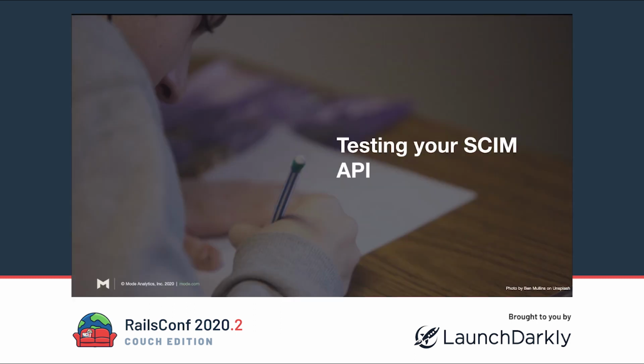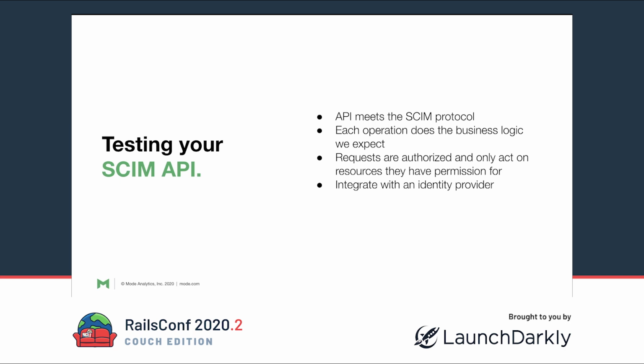Next, we'll talk about testing your SCIM API to ensure it will work with identity providers to manage resources on your application. There are a couple of things we want to confirm when testing our SCIM integration. The API complies with the format specified by the SCIM protocol. Each endpoint implements the business logic we expect to take place. Requests are authorized appropriately and only modify resources they should have access to. Integrating with our preferred identity provider works. We're able to make changes in the identity provider and see those changes within our application. This also includes running through common and uncommon administrative workflows.